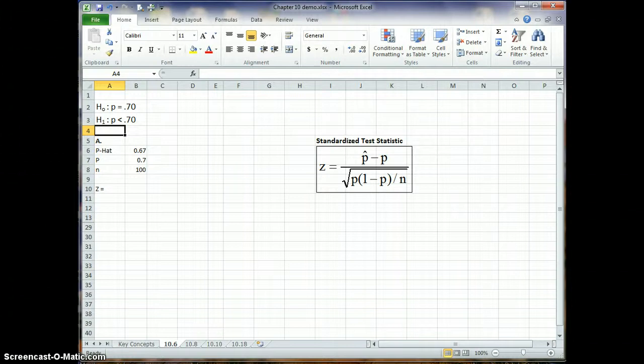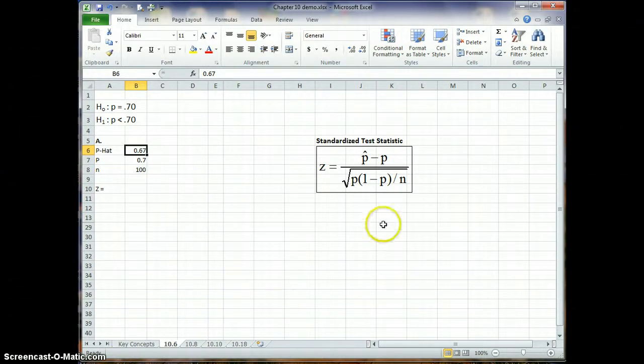The null hypothesis has p equal to 0.70, where H1 is p is less than 0.7. And so you can see I've got that set up here, and in this case a random sample of 100, which is this n equals 100 here, the p hat is equal to 0.67, with the 0.7 being the p.